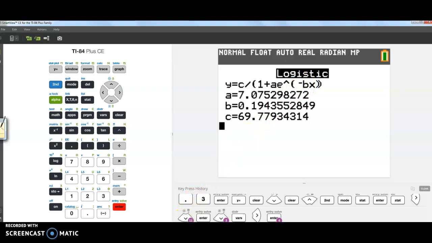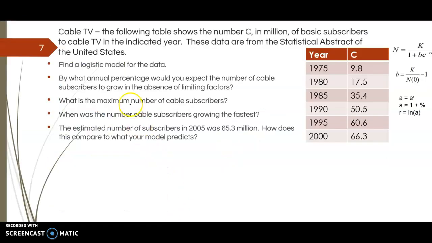So going back to my PowerPoint slide, find the logistic model. C, the number of cable subscribers, is equal to 69.78 over 1 plus 7.075 e to the negative 0.194, and then year is our x.